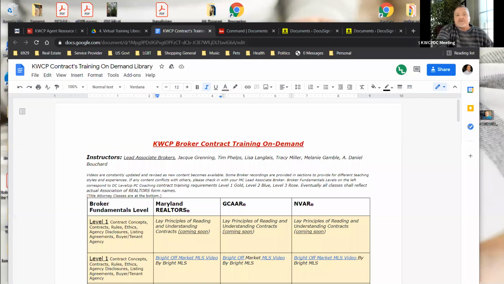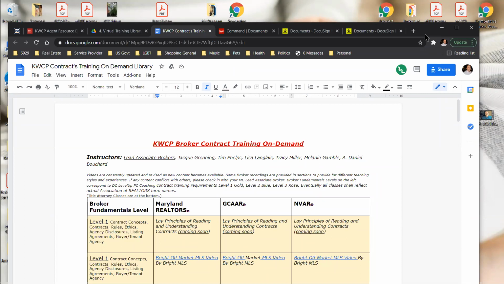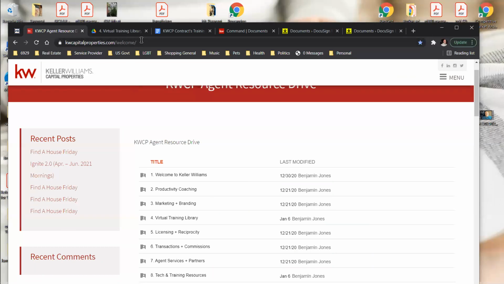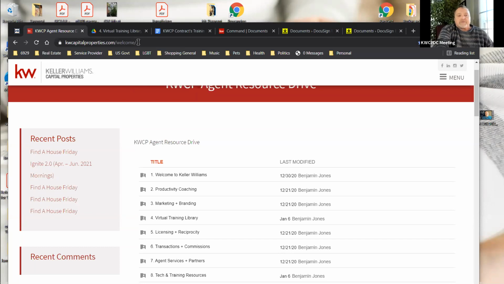Anybody else have any other questions? Anything at all? Can you repeat where it is that you went? It was something welcome. Okay, so if you go here, kwcapitalproperties.com, you see where my mouse is moving here? Yes. kwcapitalproperties.com/welcome. All right. Then you're going to go down here to the 4th folder, virtual training library.